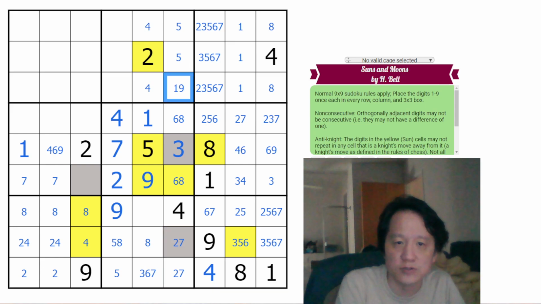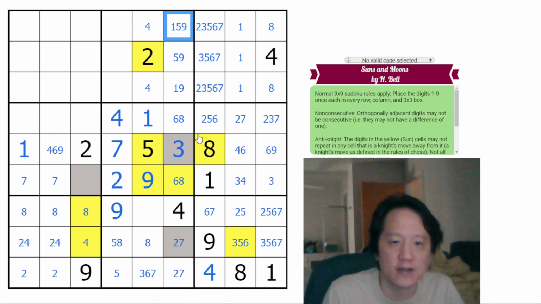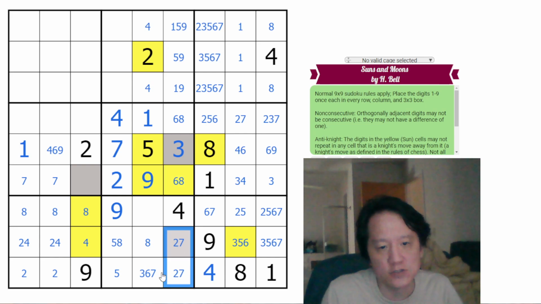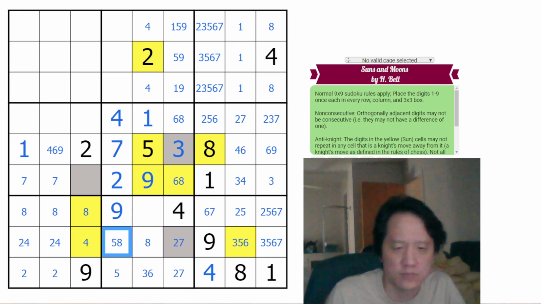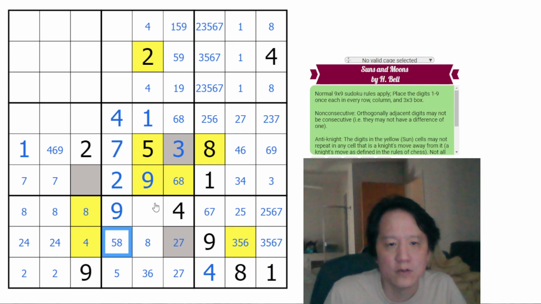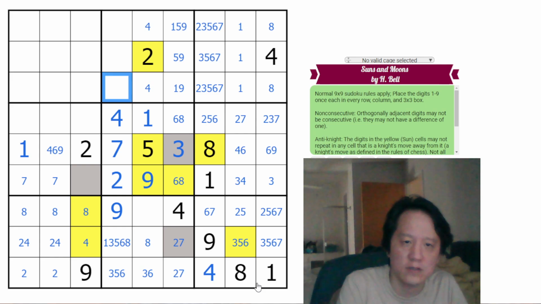So we know this is 1, 5, 9. This can't be 1. So we have 1, 5, and 9. 4, this is 2 and 7. So this can't be 7. So we've already got the 5 here. We need to look at 1, 3, 6, and 8. So it could be 1, 3, 6, and 8. So this can't be 1.